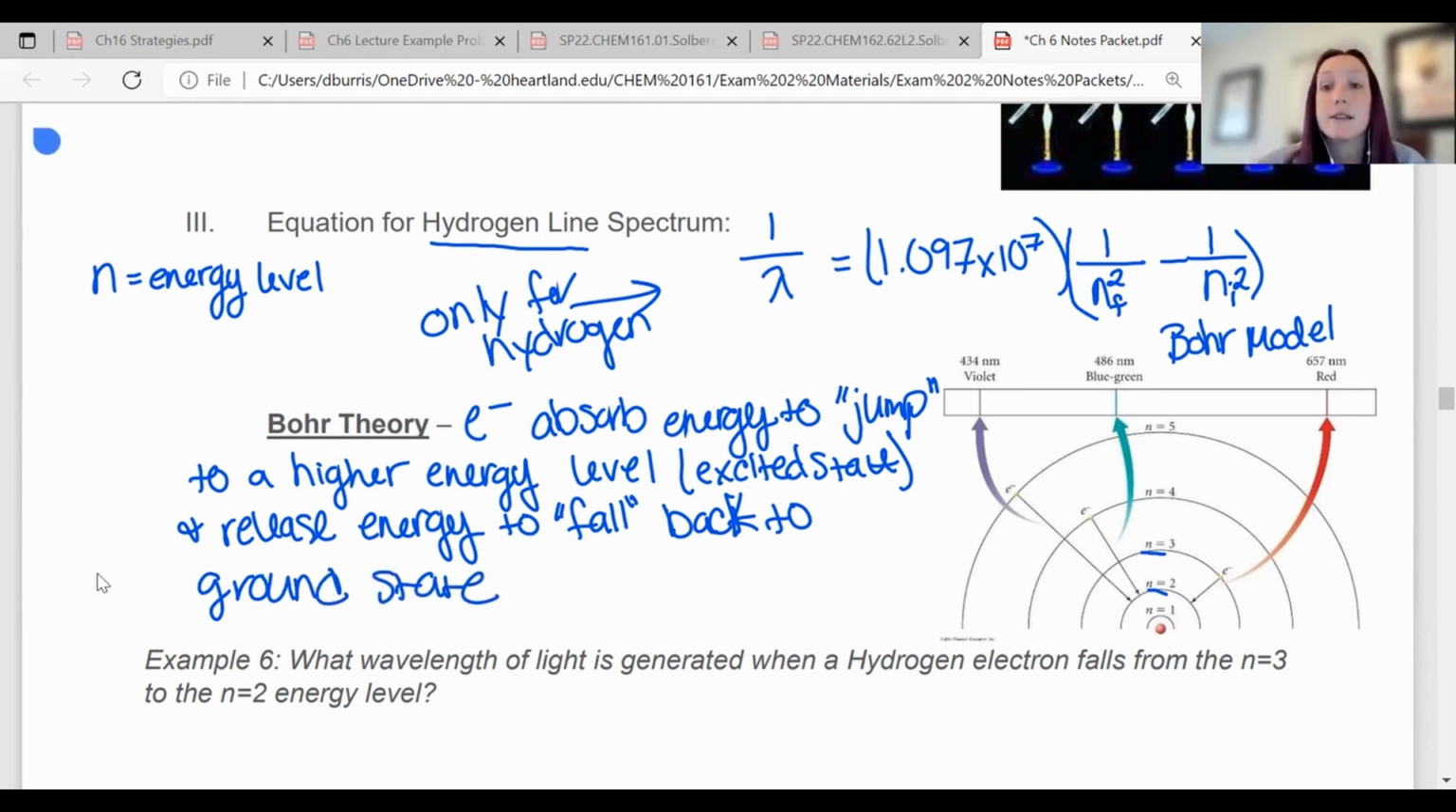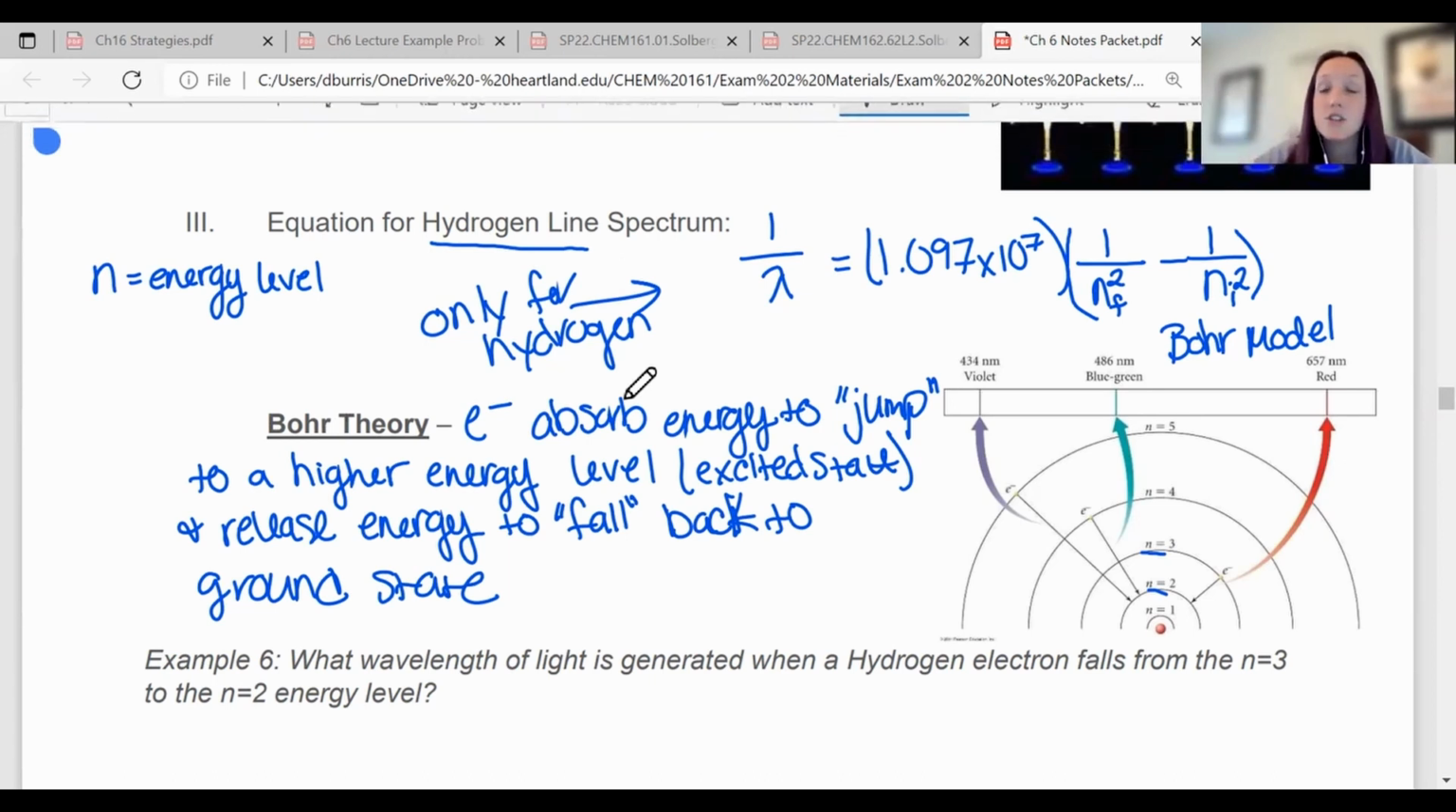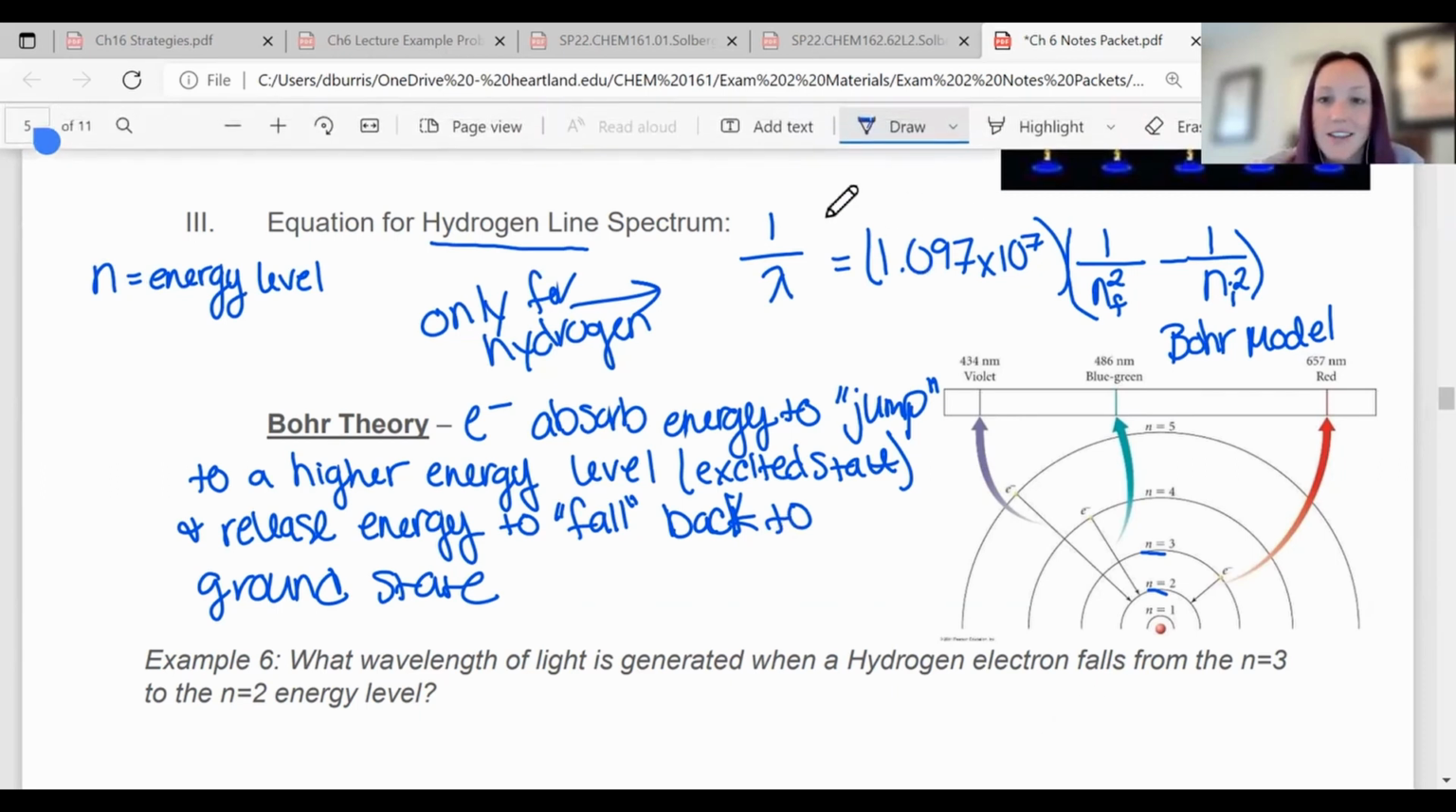Bohr noticed that electrons, at least in hydrogen, were doing this. He put an equation to it, and we could actually calculate where those electrons are based on the light that they give off, which was kind of cool. Like I said, this equation only works for hydrogen, not for anything else. So after that, we just had to test to figure out where all of those wavelengths are.